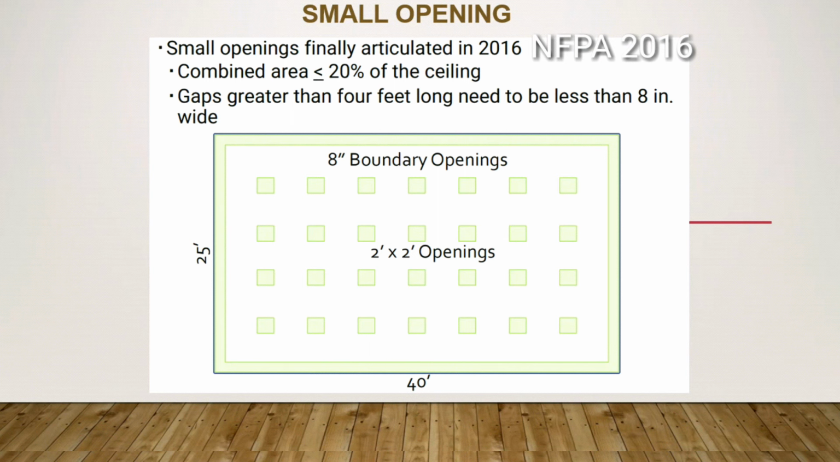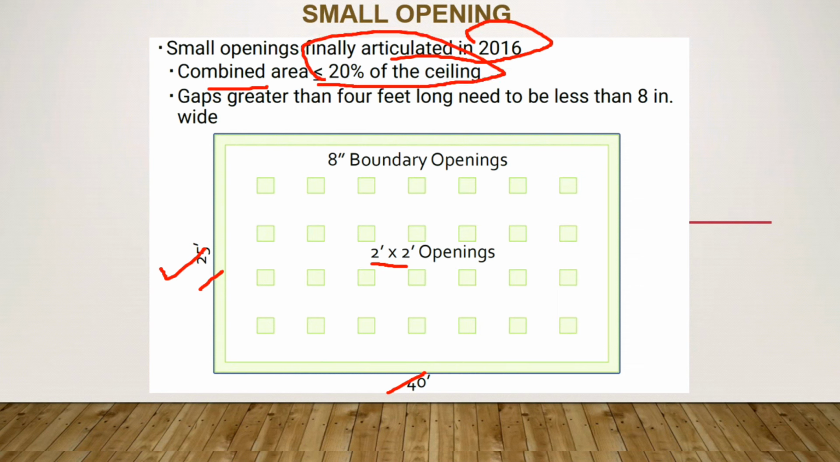The next important thing here is we need to see what a small opening is. Small opening was finally articulated in 2016. We will see two cases. First, the room area is 40 feet by 25 feet. Then we have different small openings of 2 feet by 2 feet, around 28 in number. So here the rule is the combination of all these openings should be less than 20% of the ceiling area.